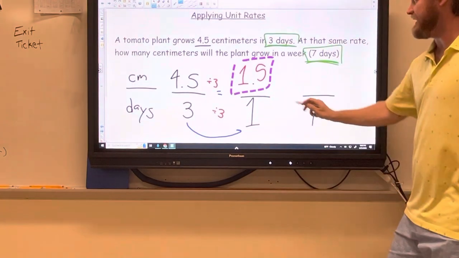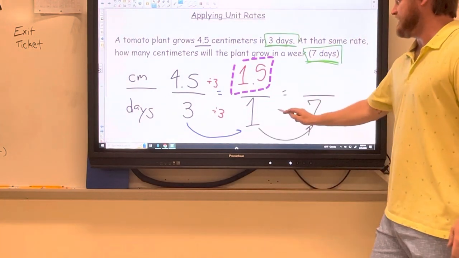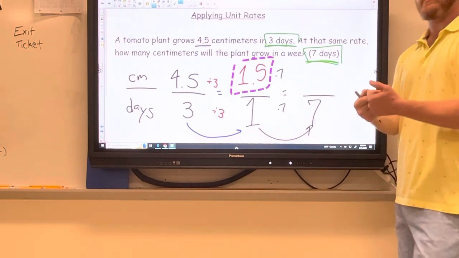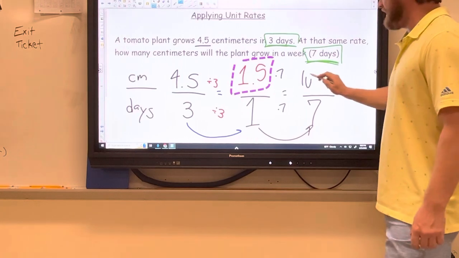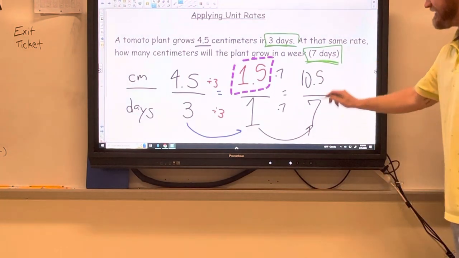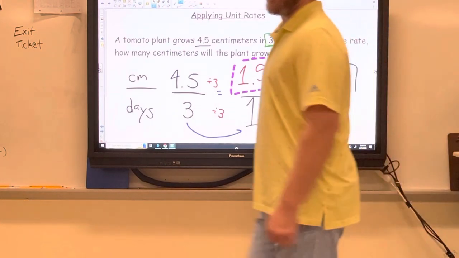Once I know that, to go back up from 1 to 7, we're going up, we've got to multiply. So 1 times 7, 7. What do you type to the bottom? You type in 1.5 times 7, that gives you 10.5. What that means is in 1 week, in 7 days, it grows 10.5 centimeters. 10.5 is your final answer.